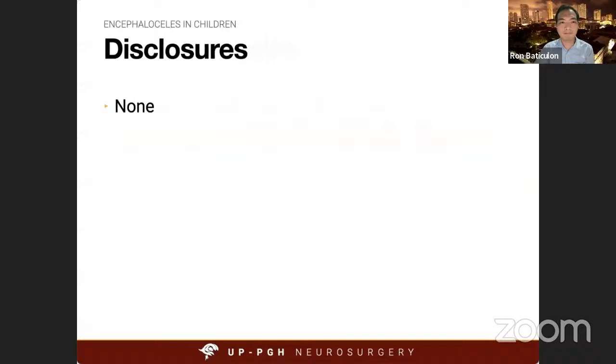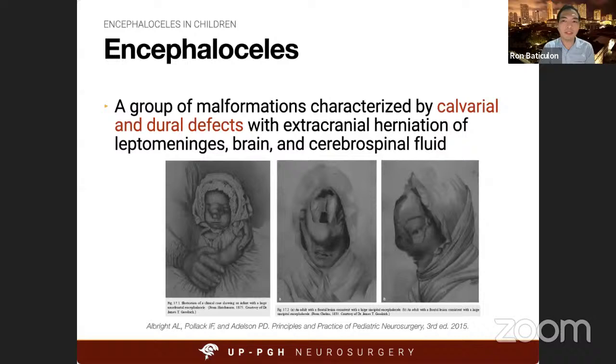When you say encephalocele, you have a defect in the calvarium through which herniates meninges, brain, and or CSF. So you have a combination of any of those. For example, if the sac just contains CSF, then you would call that a meningocele. If it has CSF, meninges and brain, then you would call that a meningoencephalocele. In our part of the world, they are generally called nasoethmoidal meningoencephalocele or nasoethmoidal meningocele. But of course, the more correct term would be either a meningocele or a meningoencephalocele.